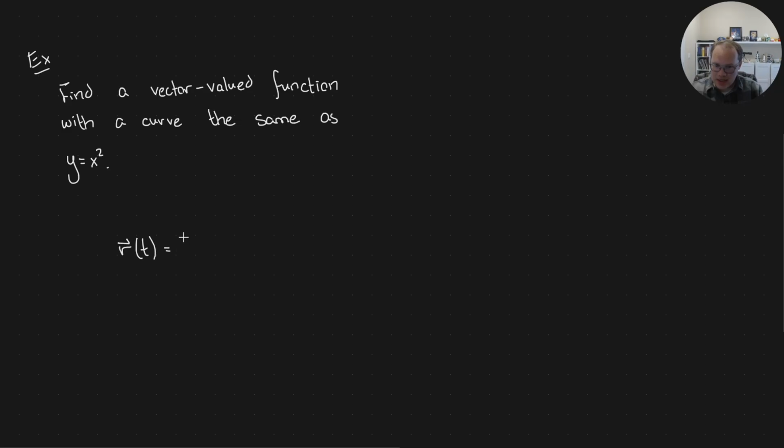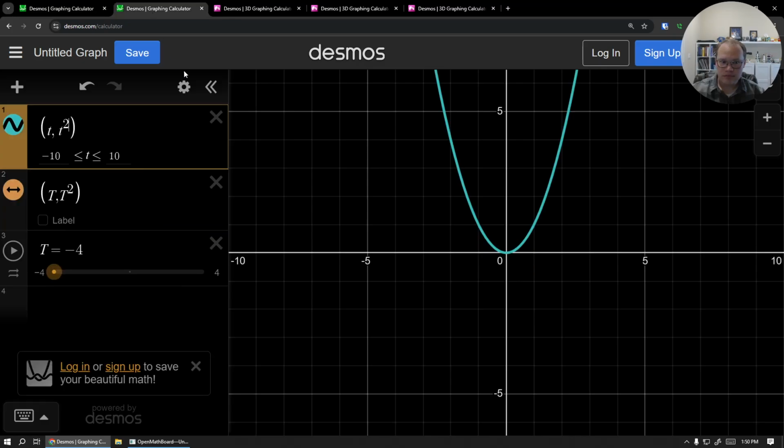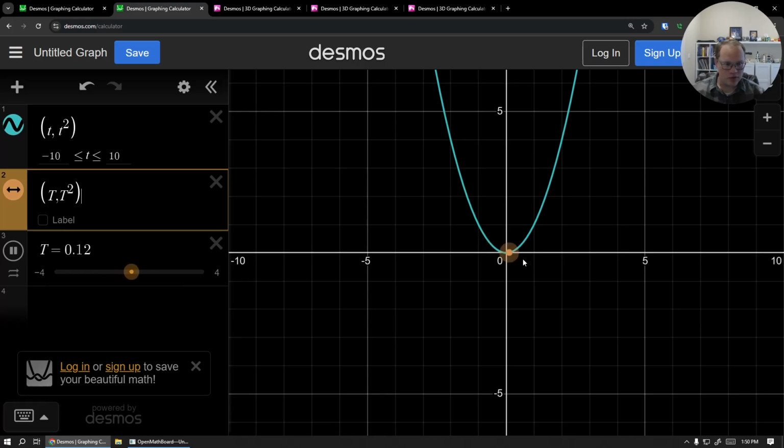then an easy case would be to, since we know that y is always equal to x squared, let t be equal to x. What would that mean for y? Well, if x and t are equal, then y would be equal to t squared. So this is a vector valued function that will traverse the path of the parabola y equals x squared. There it is. And if we watch the point traverse the path, we do indeed traverse the parabola.